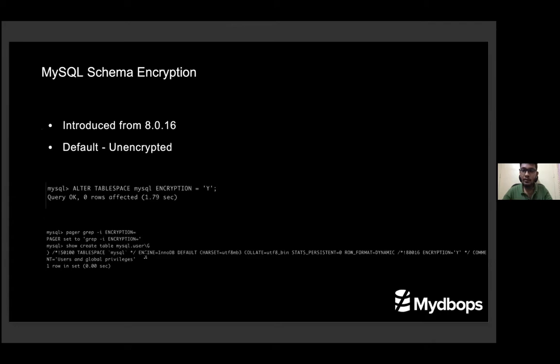And yeah, the next one is MySQL schema encryption. It was also introduced from 8.0.16, and by default, it will be unencrypted. We all know that MySQL users and grants, all these things are stored in the mysql schema. So it's better to encrypt that mysql schema as well. If we want to encrypt it, we can alter the schema and encrypt it. After encryption, we can see that the table is encrypted here. Yeah. So let's move to the next encryption.